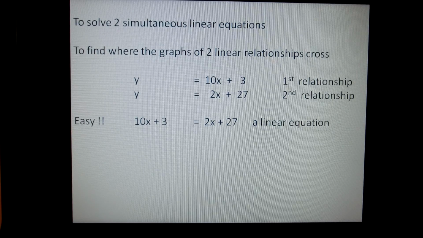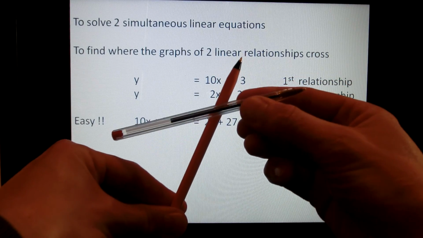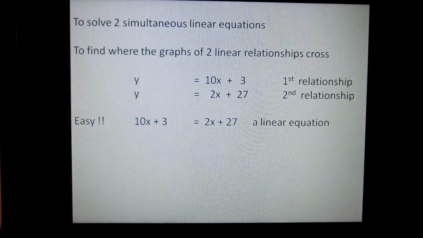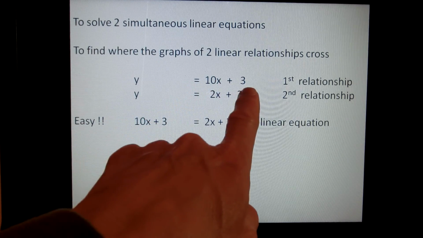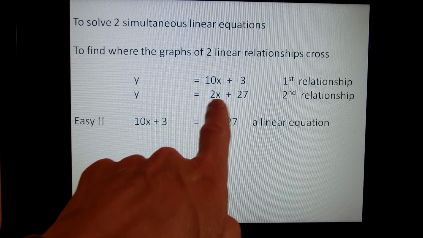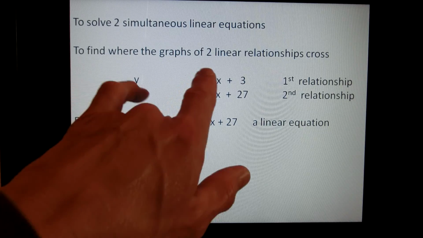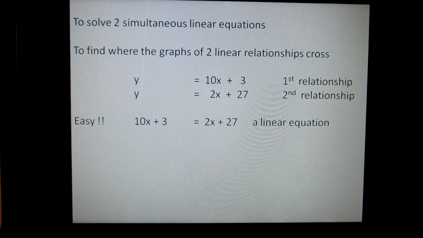If the rules are both y equals rules, this is actually very easy, because where the two lines cross, the y value must be the same. So what this would mean is that where they cross, 10x plus 3 must be equal to 2x plus 27. So from these two separate relationships, we now have one linear equation to solve. And we go about solving this in your normal preferred way for solving linear equations.